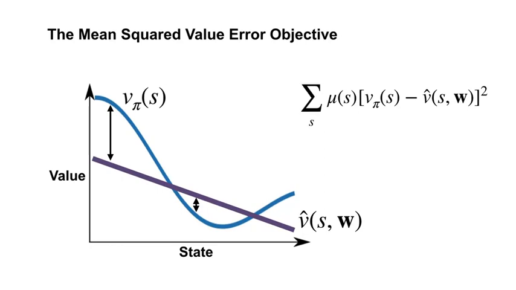We can now write our full objective as a sum of the squared error over the entire state space, where each state is weighted by mu. We call this objective the mean squared value error.